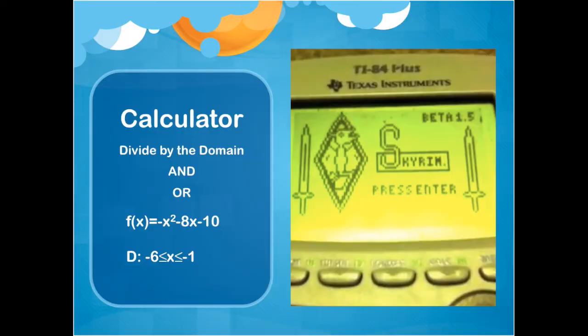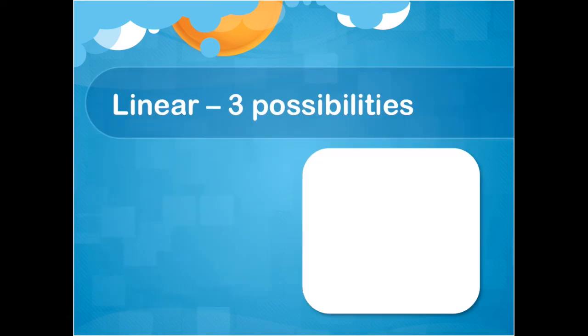Practice doing it. Pause the video and take this function, negative x squared minus 8x minus 10, and try yourself to put it in with a limited domain. Try restraining what x can be. These are those vocabulary words from the last lecture, domain, those kinds of ideas here with y equals. You need to be able to practice putting in limited domain.